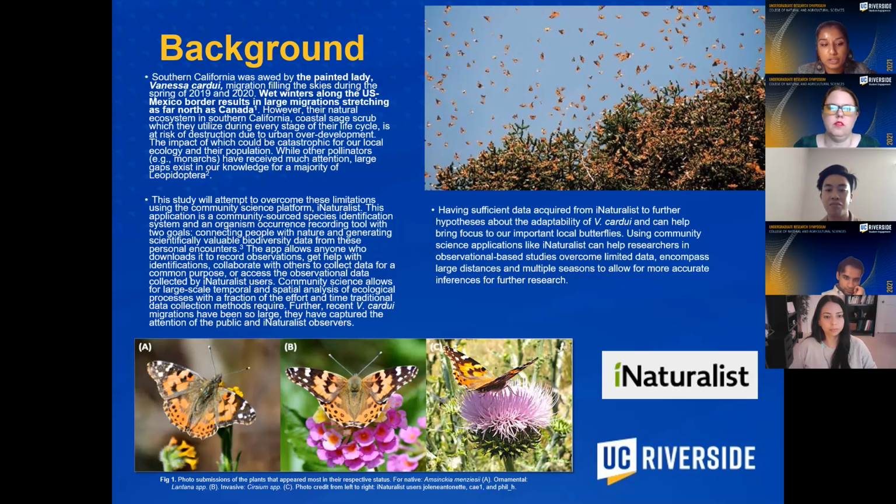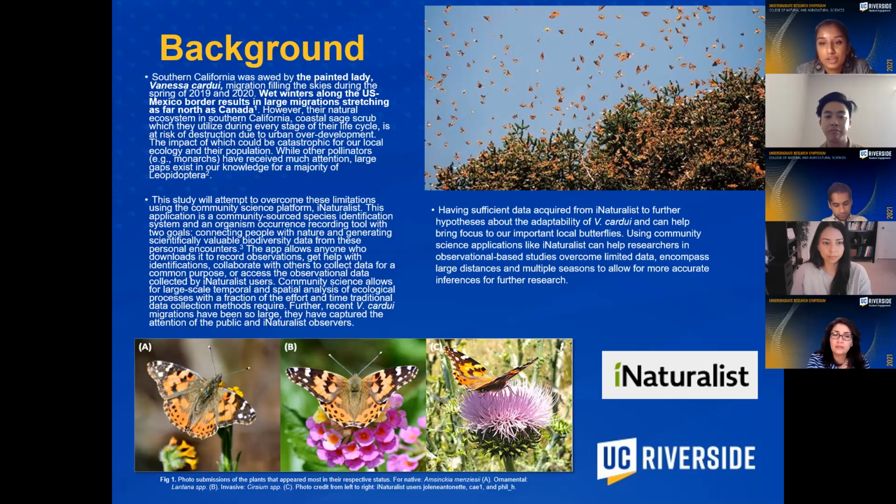And during their migration, they used Southern California coastal sage scrub. This habitat provides an array of nectar plants for them. Currently, however, this habitat is at risk of destruction due to overdevelopment, which can be catastrophic for their population as well as our local ecology.